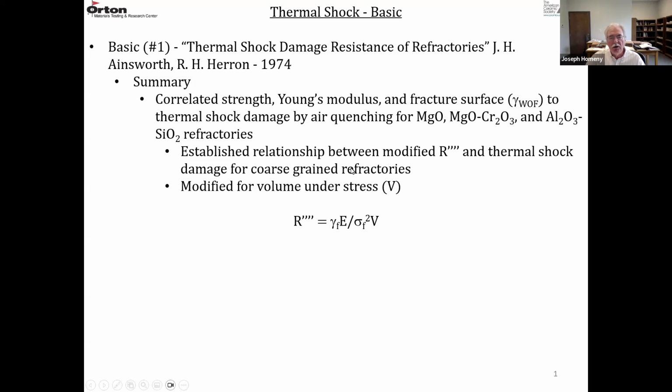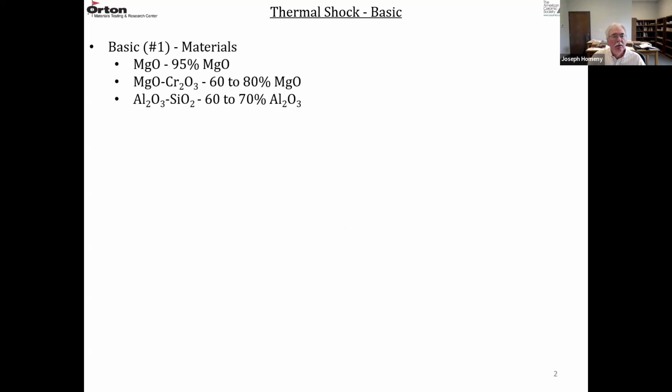And these are fairly coarse grain refractories. So they just divided R4 prime by the volume under stress. So there's just another term here in the denominator, a volume term. Not sure why that was necessary because all the samples are the same volume. So the materials were some high MgO refractories with 95% MgO, some mag chrome refractories between 60 and 80% MgO, and some alumina silica refractories between 60 and 70% alumina.